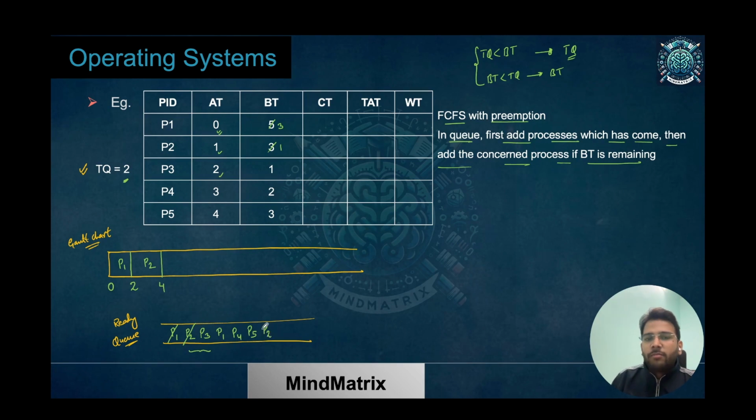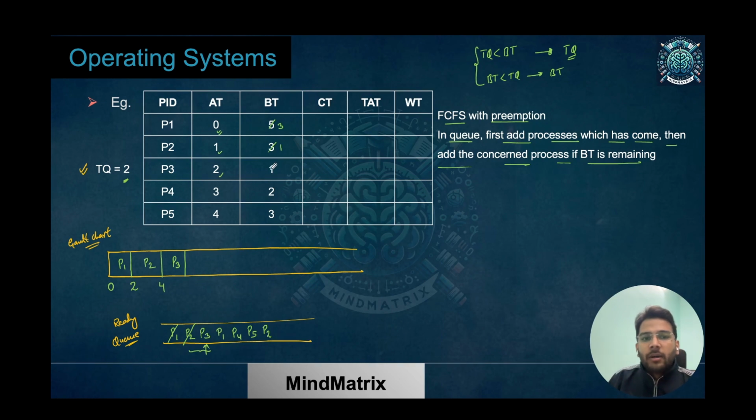So this is very important. Most of the students commit a mistake here. First you have to insert those processes which have arrived, and then you have to insert that process in the queue for which the burst time is still remaining and you have just executed now. So now we can schedule P3 process. P3 is next, so we can schedule P3 now.